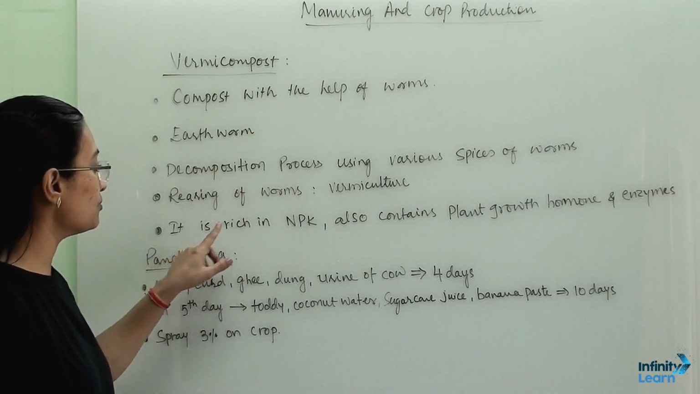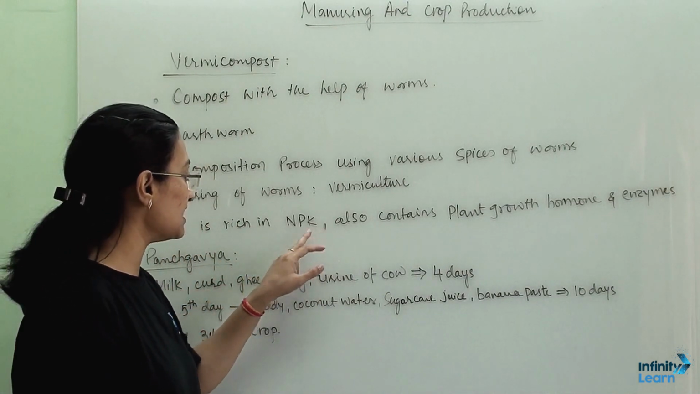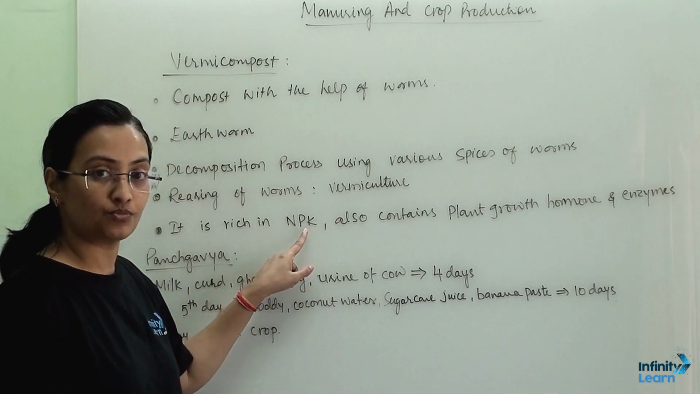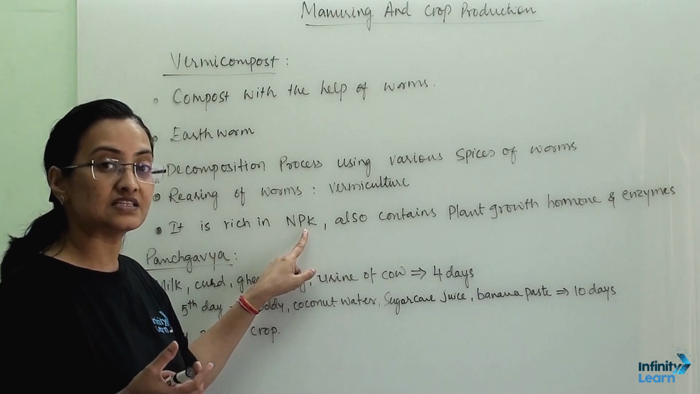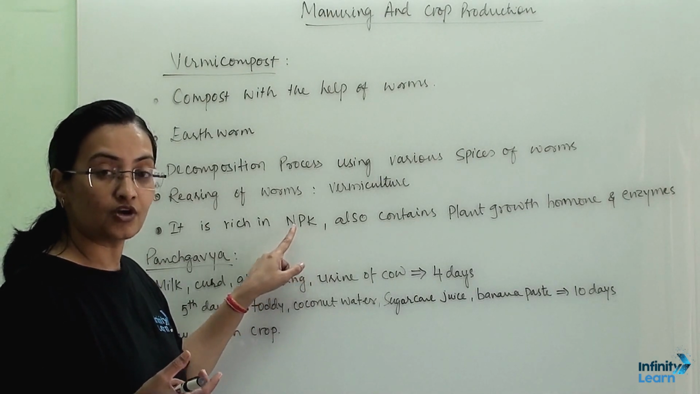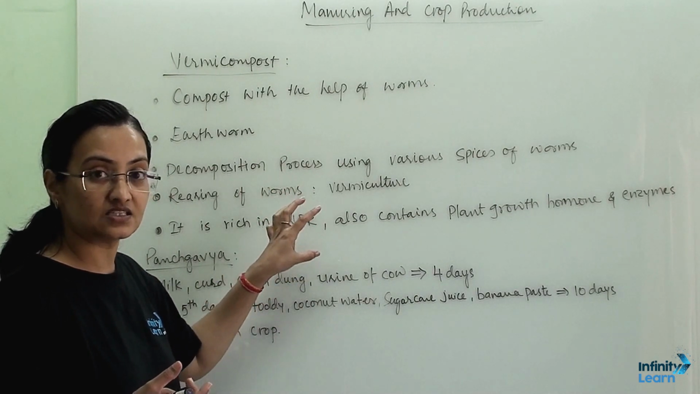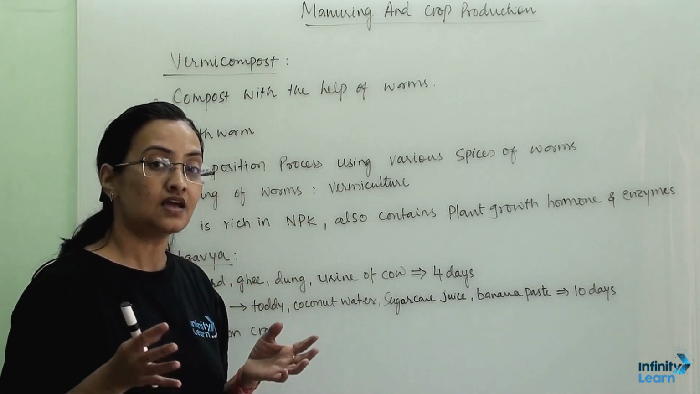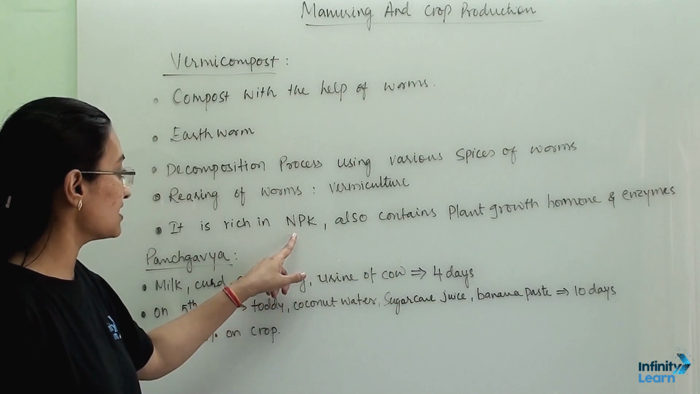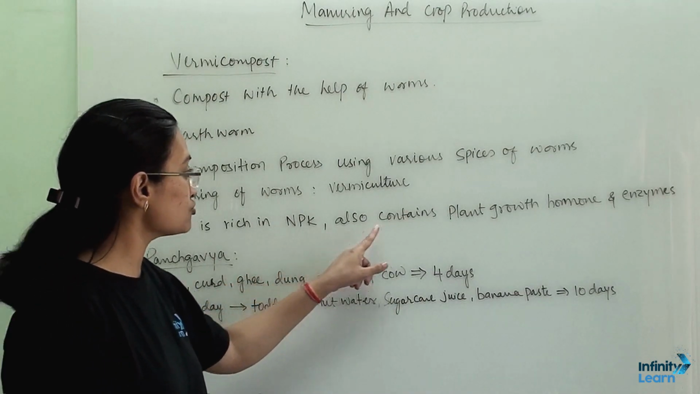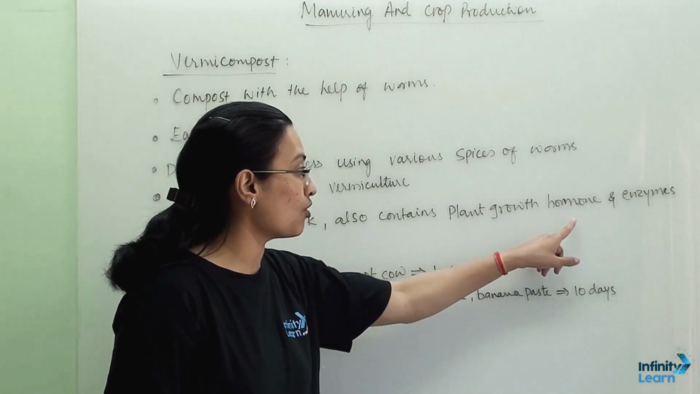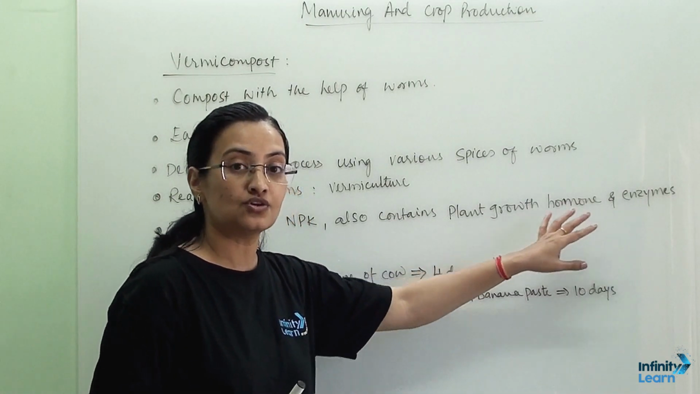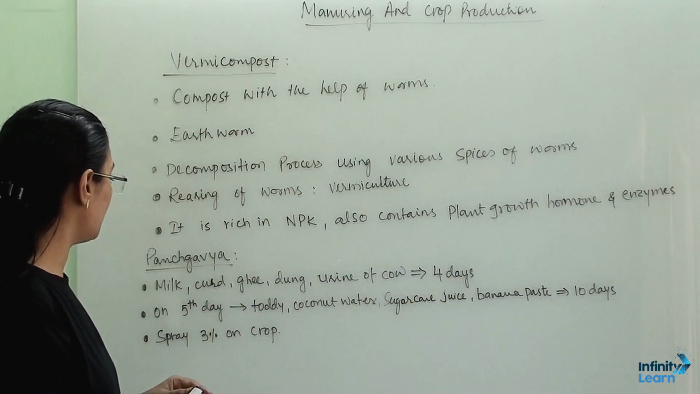Now this vermicompost is rich in NPK, that means nitrogen, phosphorus and potassium. It is one of the most useful fertilizers. These are the macronutrients which plants require in large amounts. So it gives NPK to plants, and also contains plant growth hormones and enzymes. So it is very important for the plant.